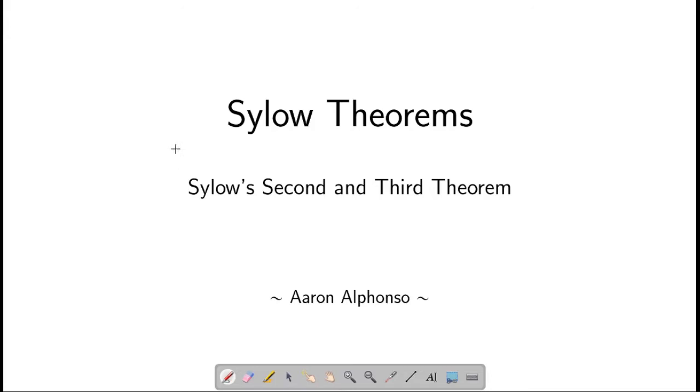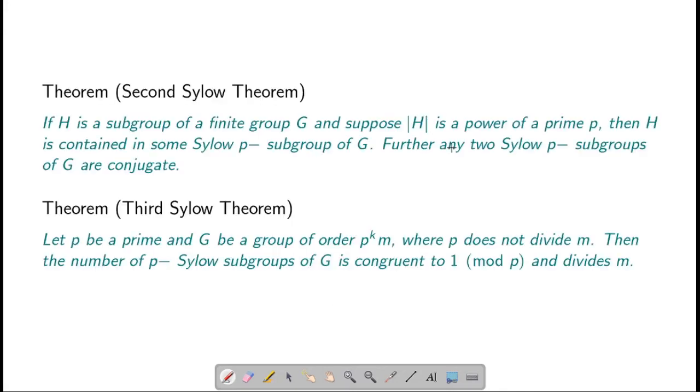In this session, I will prove Sylow's second and third theorems. Okay, let us first look at the statements of Sylow's second and third theorems.